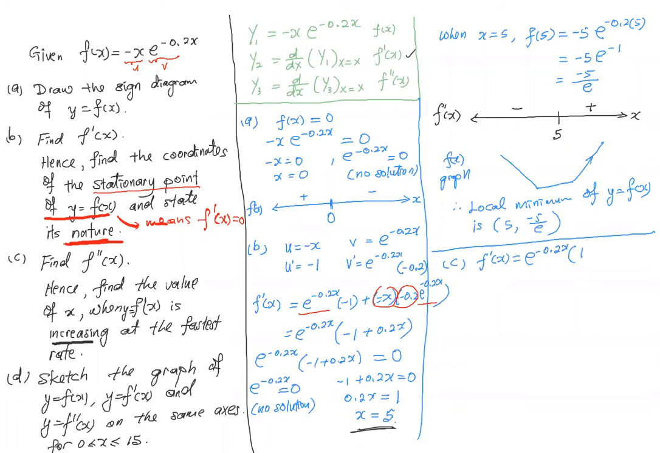Okay, I put it as 1 minus 0.2x minus 1. Easier for me, so it's up to you. Now my u is e to the power negative 0.2x, and my v is 0.2x minus 1. So it's still using the product rule. I just have to be patient and write it down properly first.